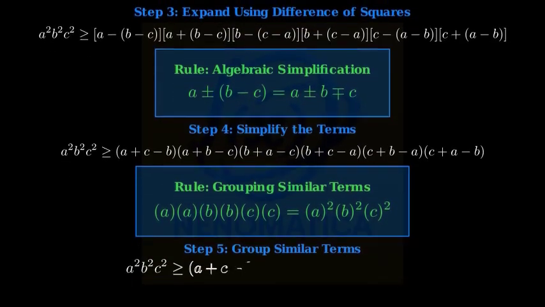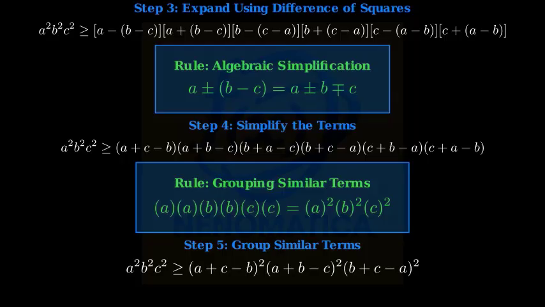Following the algorithm, we'll now regroup the terms. Notice that a plus c minus b appears twice, a plus b minus c appears twice, and b plus c minus a appears twice. So we can rewrite our inequality as a squared b squared c squared is greater than or equal to the product of a plus c minus b, a plus b minus c, and b plus c minus a, with each term squared.